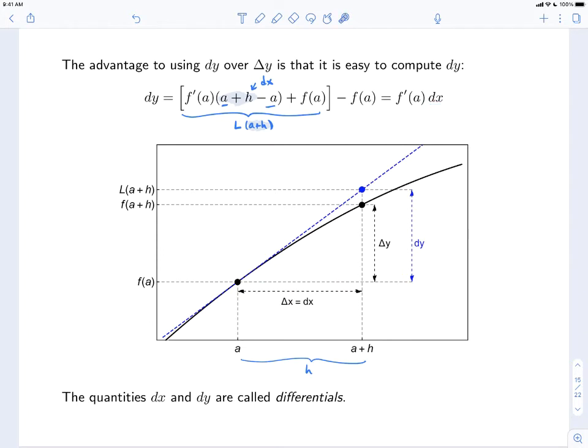What else do we see here? We have an f at a minus an f at a. Those terms will cancel, and what are we left with? We're left with f prime of a times dx, which is this. But f prime of a is just the derivative at a, so that's easy to compute. That means that dy is just simply the derivative of f at a times dx. We have names for dx and dy. These are called differentials.